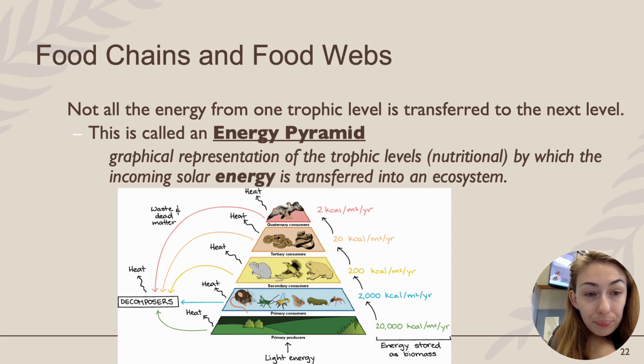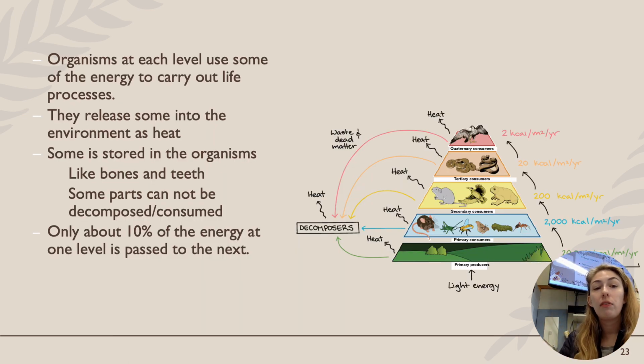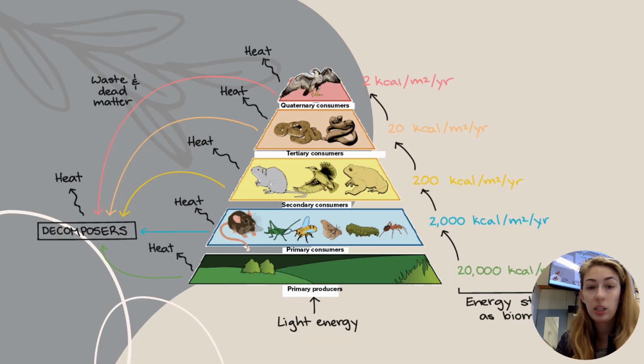90% is lost. So organisms at each level use some of the energy to carry out life's basic processes. They release some into the environment as heat. Some of it's going to be stored in organisms in forms of bones and teeth. Some parts cannot be decomposed or consumed. That being said, only around 10% of energy goes on. 90% is lost. Okay, this picture right here is really just showing a graphic organization of that. Okay, only 10% is going up. A lot of it's getting lost as heat. And that dead organic matter, what's left of it, the decomposer is going to use. But still, a lot of it's going to be lost as heat.